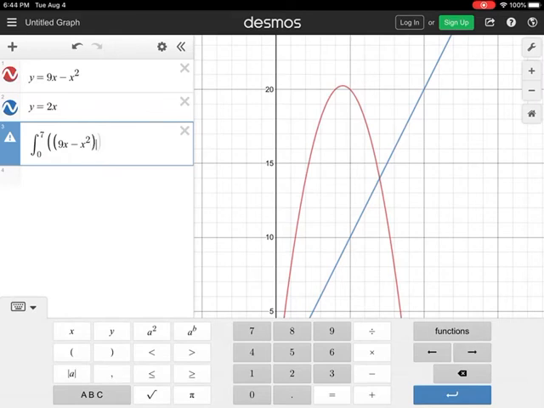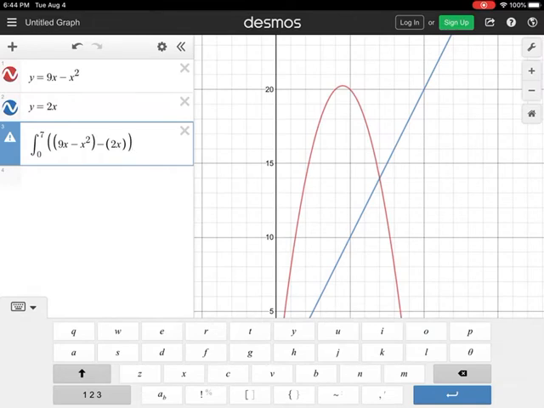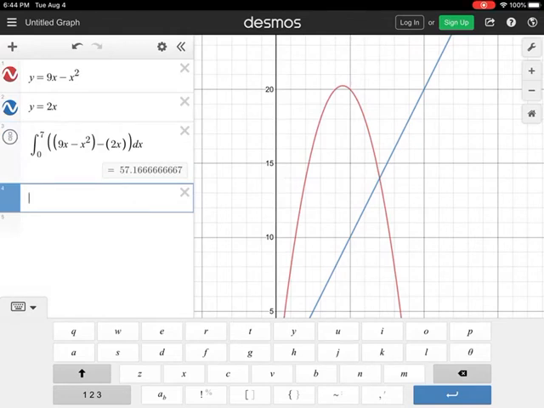So 9x minus x squared minus, and then in another set of parentheses, 2x, and then close the parenthesis, and do not forget to actually type in dx. It doesn't know what you're doing until you put that dx in there. So we have 57.16 repeating. Now let's just see if our answer was correct.